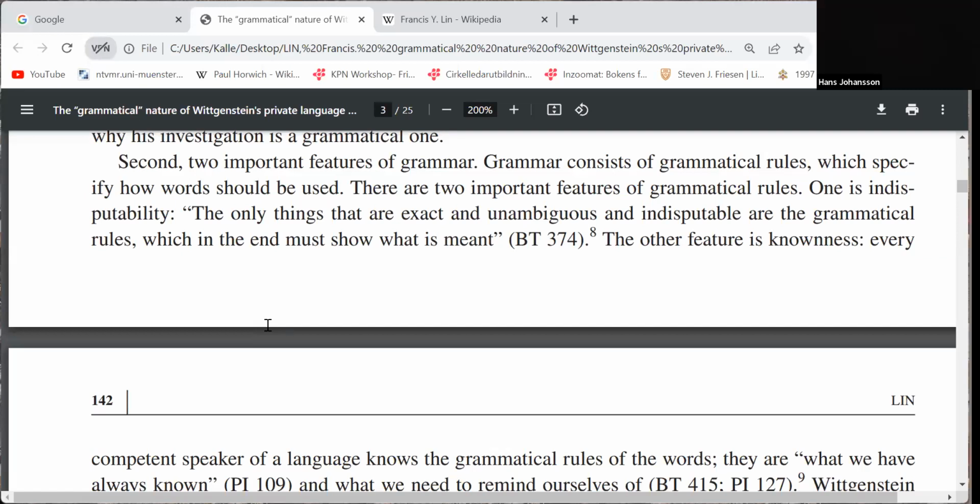Second, two important features of grammar. Grammar consists of grammatical rules, which specify how words should be used. There are two important features of grammatical rules.